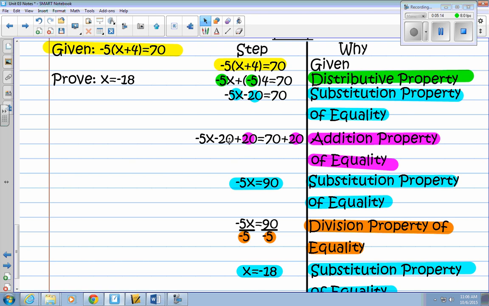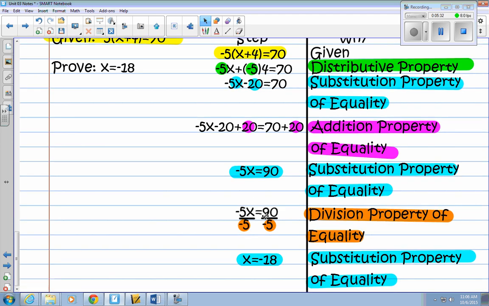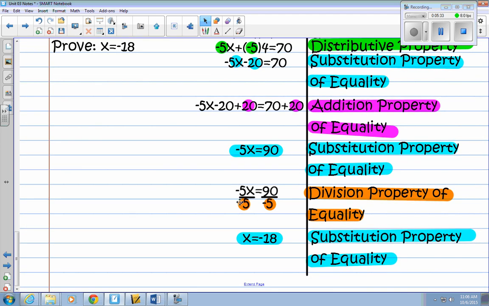Then we're going to add 20 to both sides to get rid of the minus 20. And we do it on both sides, and that's called the addition property of equality. We substitute again for what it's equal to. The 70 plus the 20 gave us the 90. And here we were left with the negative 5x. And then we divide on both sides, again, the division property of equality, and then we substitute for what it's equal to. So we're left with the x over here and negative 18 here.